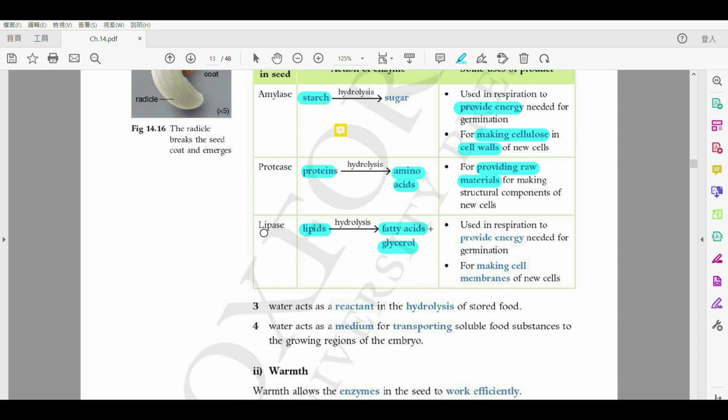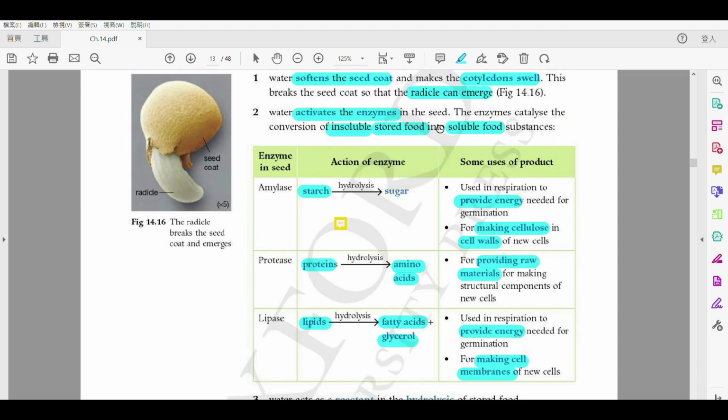Okay, and then lipase. So why do we need lipid? So what will make it lipid? They will make the cell membrane. Okay, and of course, lipid is also a very good energy storage. Okay, so this is the point number 2. It will wake up some enzymes so that it can work for the seed.